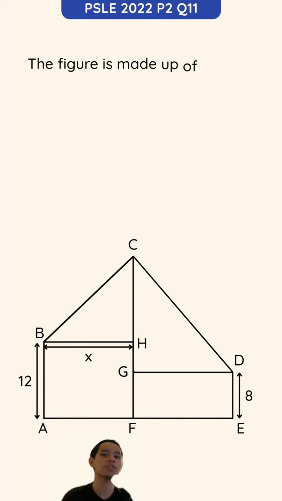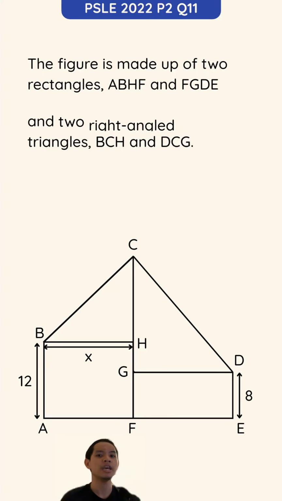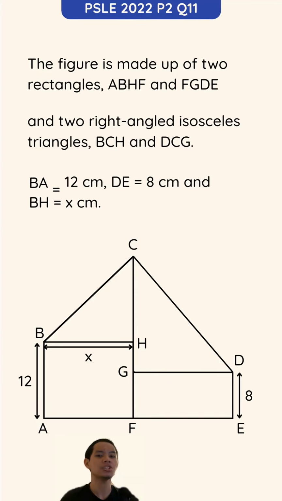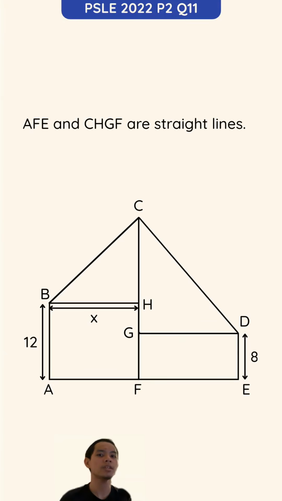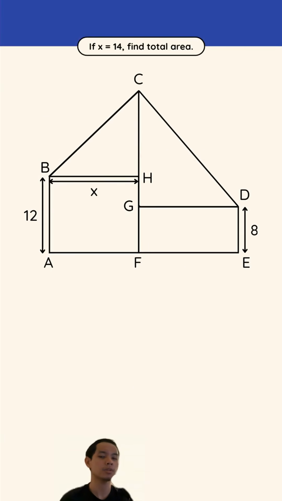So the question goes, the figure is made up of two rectangles ABHF and FGDE and two right-angled isosceles triangles BCH and DCG. BA is equal to 12 centimeters, DE is equal to 8 centimeters, and BH is equal to X centimeters. So AFE and CHGF are straight lines. Find the total area of the figure when x is equal to 14.